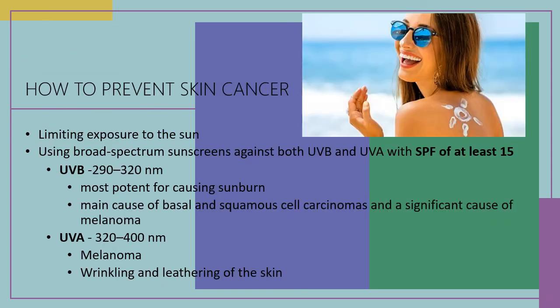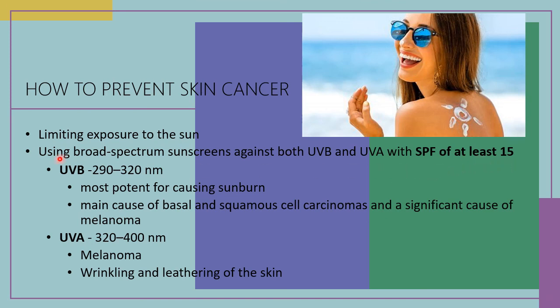So what can we do to prevent skin cancer? We should limit exposure to the sun. And when we have exposure to the sun, we should use broad spectrum sunscreens against UVB and UVA. I will explain to you later what UVB and UVA are. And the recommended SPF or sun protection factor should be at least 15. Our sunscreens should be SPF 15 at least.